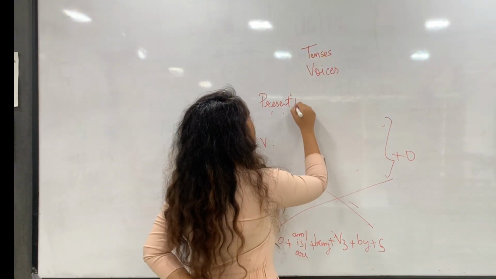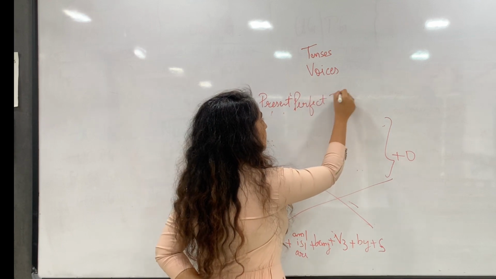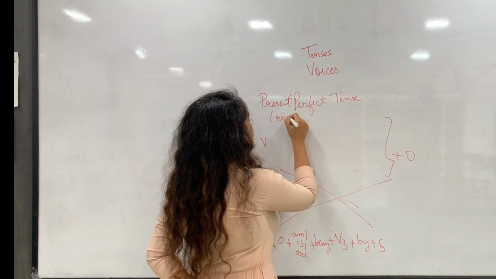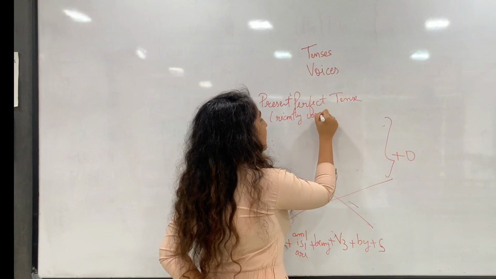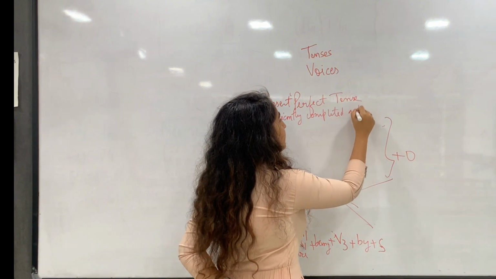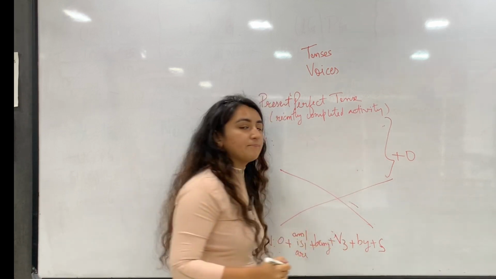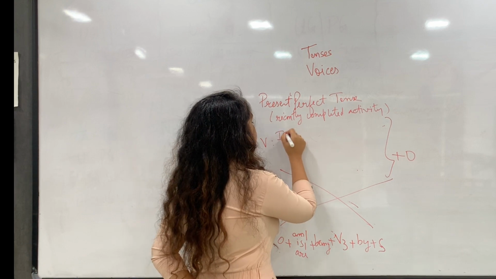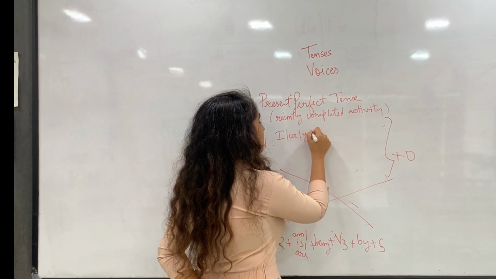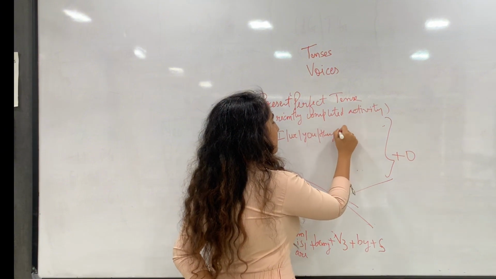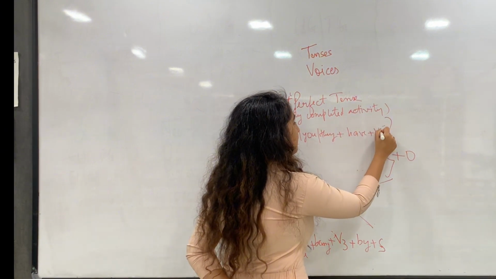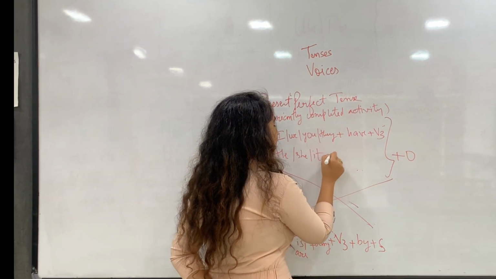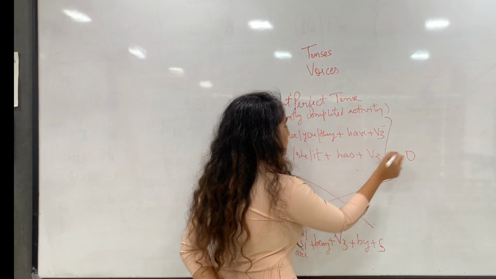Coming to present perfect tense, that you use for recently completed activity, जो अभी थोड़े टाइम पहले कंप्लीट की है. I, we, you, they के साथ you use have plus V3 plus object, and with he, she and it you use has plus V3 plus object.